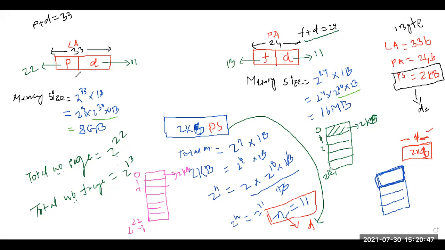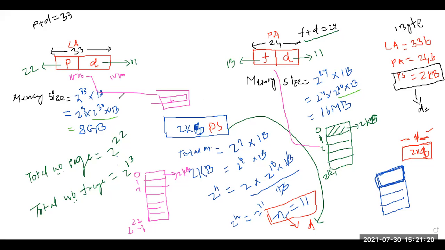Suppose I say go to page number 1000, and my offset address is 100. Where do I have to go? There will be a page table. This page table converts the page number to the frame number. So I will go to the respective frame number and search for this offset address, because the offset address will be the same.